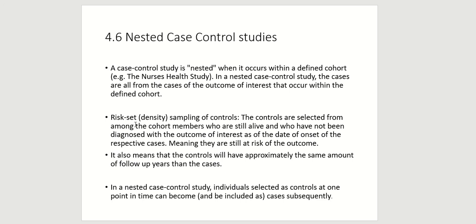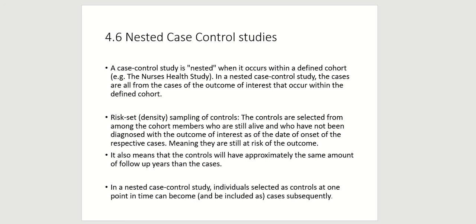Most nested case-control studies use something called risk set sampling, or density sampling, for controls. Controls are selected from among the cohort members who are still alive and who have not been diagnosed with the outcome of interest as of the date of onset of the respective cases, meaning they are still at risk of the outcome. It also means that the controls will have approximately the same amount of follow-up years as the cases. In a case control study, individuals selected as controls at one point in time can become cases subsequently.